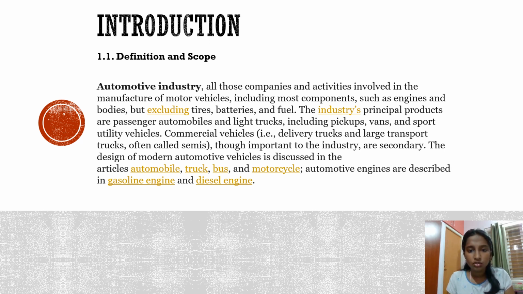Next, though important to the industry, are the secondary products. The first important thing is the motor vehicles, engines, bodies. The second part is the delivery trucks and large transport trucks, which are secondary, like the machineries. Next, the articles: automobiles, trucks, buses and motorcycles. Automotive engines are described as the gasoline engine and the diesel engine, that is, the petrol engine or the diesel engine.